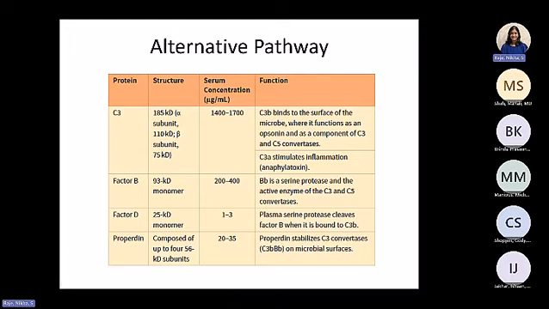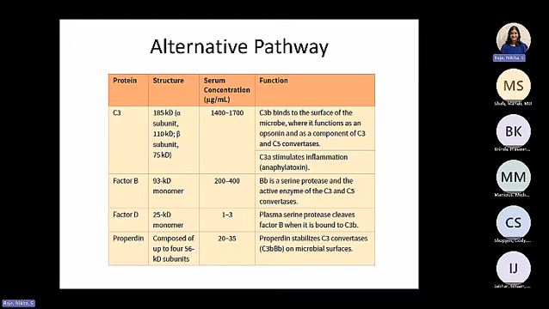All right, alternative pathway. The important protein is C3. C3b binds to the surface of the microbe. So C3 is continuously being dropped and is being converted to C3a and C3b. C3a is the smaller particle that stimulates inflammation and is called anaphylatoxin. C3b is the fragment that binds to the surface of the microbe. So unless a cell is protected by regulatory proteins, which the microbial cells are not, the C3b will come and bind to it. And it functions as an opsonin and as a component of C3 and C5 convertase, right?